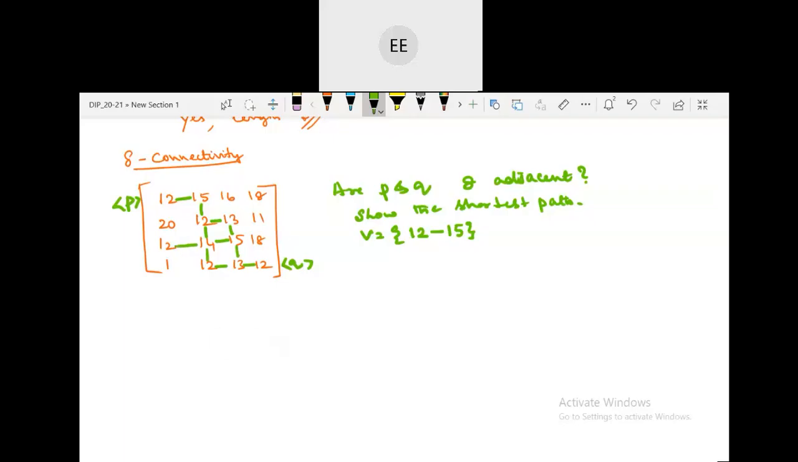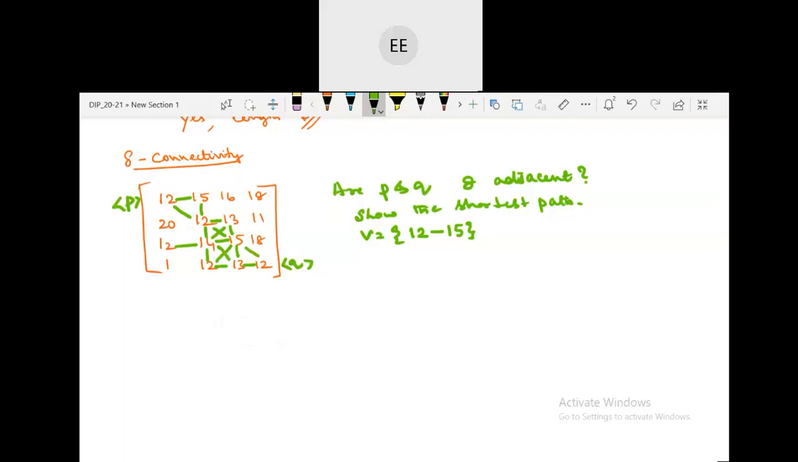This is what I have shown. I am just considering only the 4 neighbors, but 8 connectivity means this connection is also there. This connection will also be there. This connection, because they are 8 neighbors. I hope you can understand.